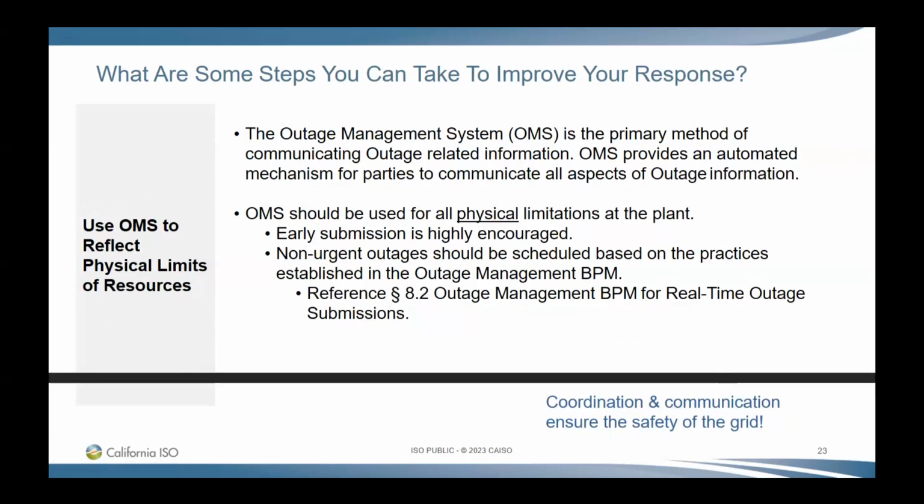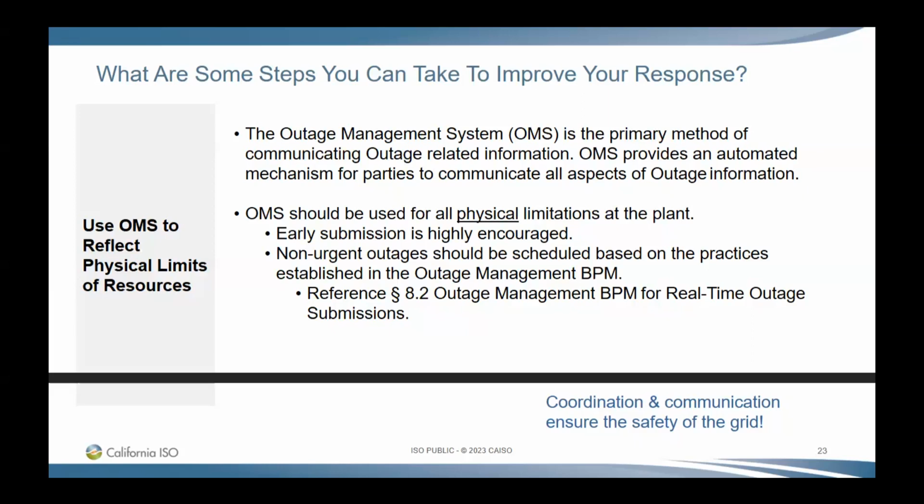Another thing you can do to maintain active responses for your resource, and make sure that you're getting the right instructions for what your resource is capable of, is to use OMS to reflect your physical limitations on your resources. The OMS is the primary method of communicating your outage related information. It provides an automated mechanism for the parties to communicate all the different components and pieces of information of the outage.